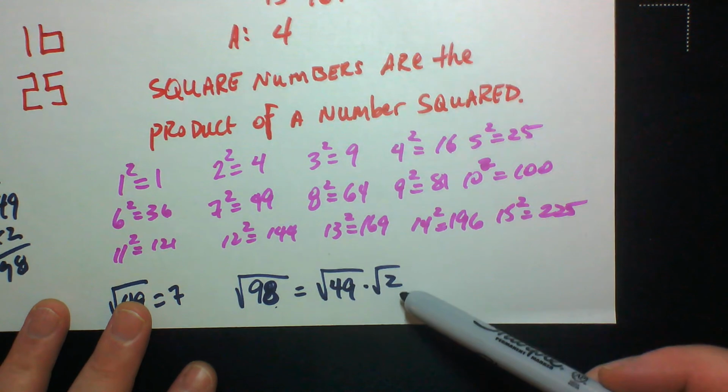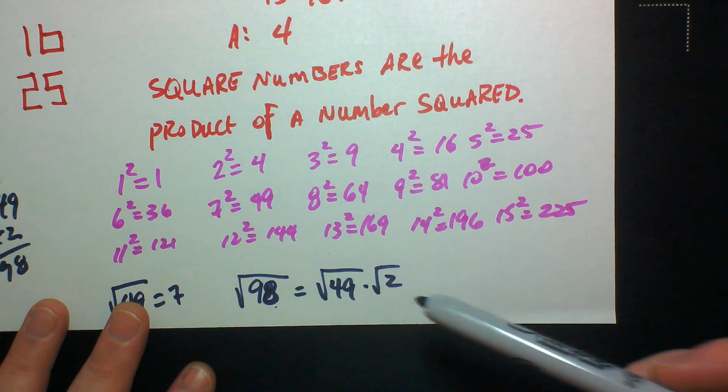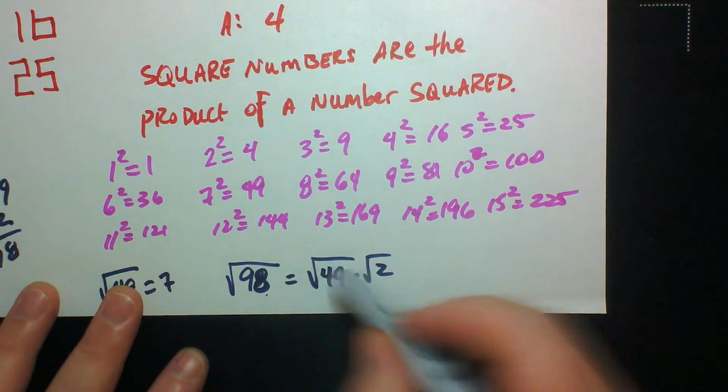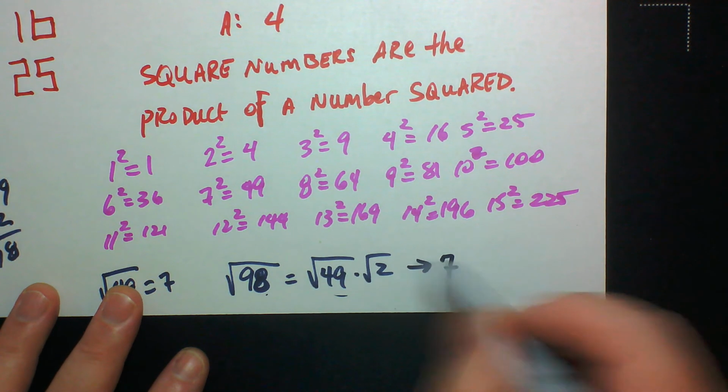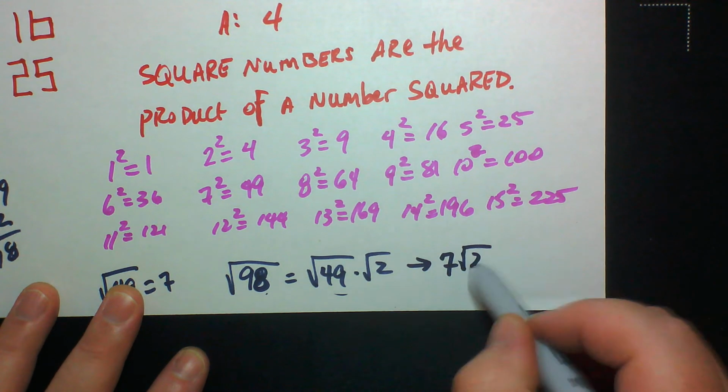This one says what times itself is 2. Well, that's what's called an irrational number. There's not an integer that times itself that equals 2. So we just leave the square root of 2. So this part is 7. This part's square root of 2.